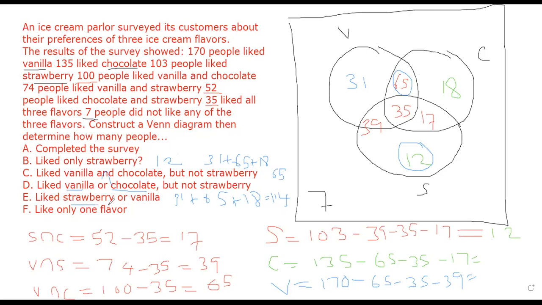Then how many liked strawberry or vanilla? Or means what? Union. So how many liked strawberry or vanilla? We're adding the whole lot of strawberry here and those who liked vanilla. So we're also adding this part there. So the notation will give us what? 31 plus 39 plus 12 plus 65 plus 35 plus 17, which is 199.